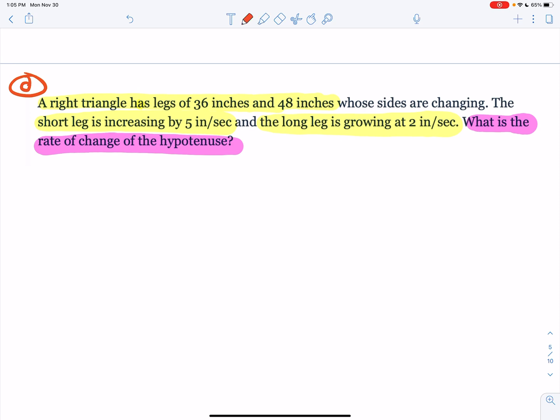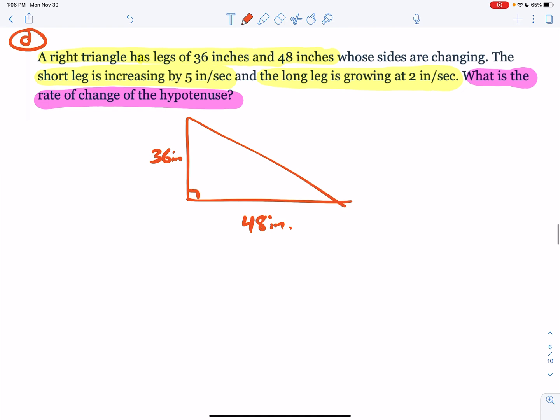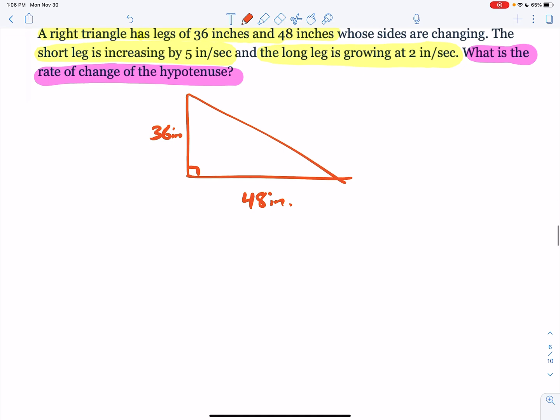Okay, so let's draw a picture. We have a right triangle with legs that are 36 and 48 inches. So let's make the shorter leg look like 36 inches and the longer leg 48 inches. Okay. Now we know a few things, so let's write this down.